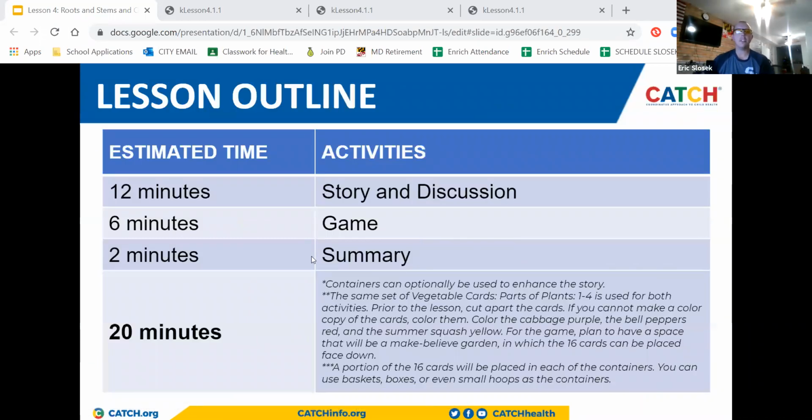Okay, so in this lesson, we're going to go about 12 minutes with our story and our discussion. We're going to talk for about 6 minutes about a little game or an activity that's going to be modified a little bit because we are virtual. And then we'll take about a minute or two to wrap up what happened and talk about some of the things in the lesson and make sure that we all understood what's going on.